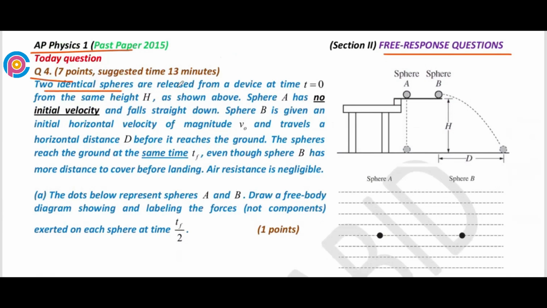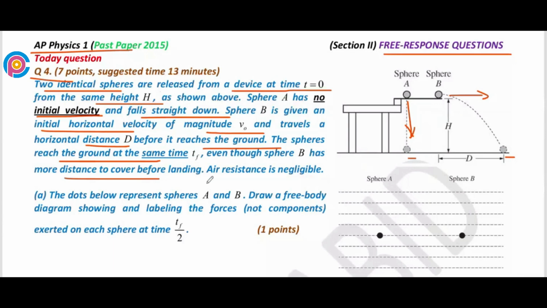Two identical spheres are released from the device at t equal to 0 from the same height, as shown in the figure. Sphere A has no initial velocity and falls straight down. Sphere B is given an initial horizontal velocity of magnitude V naught and travels the horizontal distance shown in the figure. Both spheres reach the ground at the same time TF. Even though sphere B has more distance to cover before landing, air resistance is negligible.